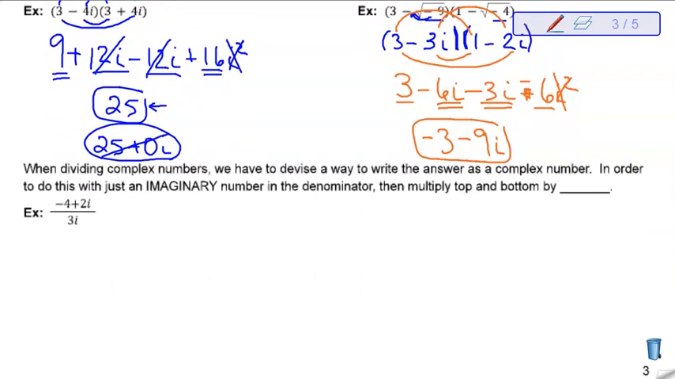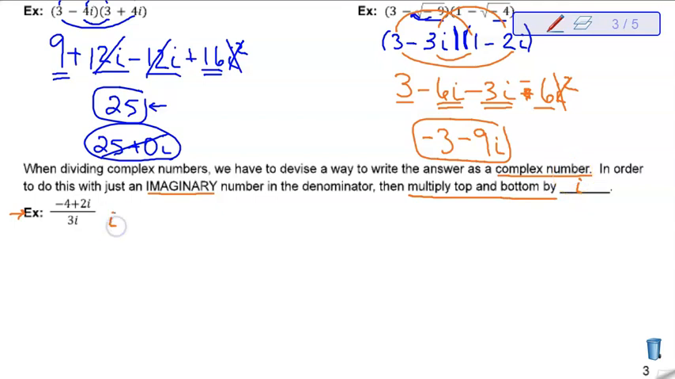All right, very, very good. So now we're going to end up kind of doing some division of imaginary numbers and division of complex numbers. First up, the imaginary numbers. When dividing complex numbers, we have to devise a way to write the answer as a complex number. Looking at what I have in this example, that is not a complex number because I have an I in the bottom. So in order to do this, with just an imaginary number in the denominator, we are going to multiply top and bottom by I. That's the strategy to get that out of the bottom.